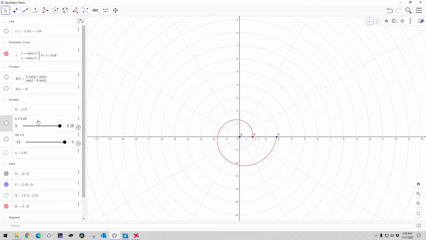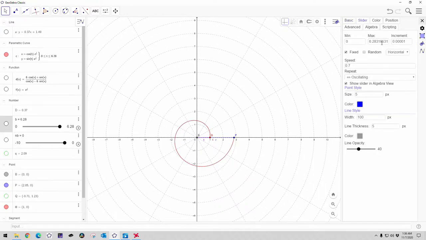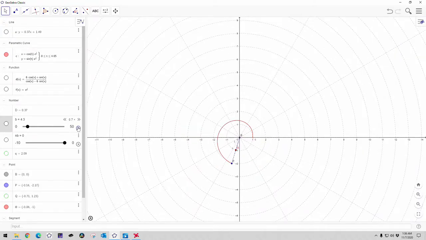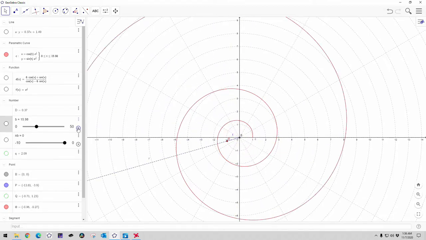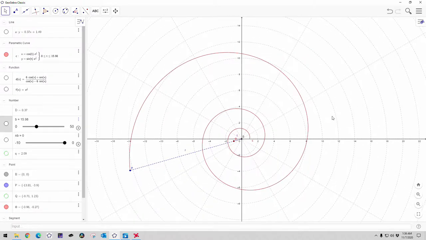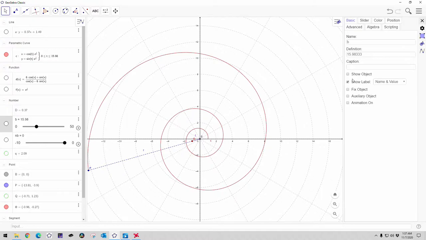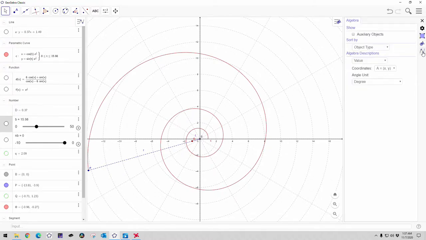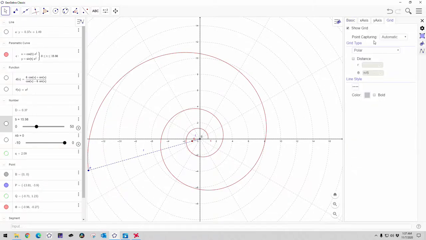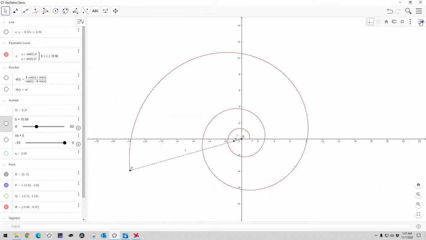Let me let this thing go further here. Let's put that slider maximum to something other than 2 pi. Let's get it really far up there to like 50 if we can. So now it's going to draw a little faster because of the maximum value that we've picked here. I'm going to zoom out a bit. I'm going to turn off the grid for a second. Here we go, polar grid is what we're on. I'm turning it off so that you can see the curve better.